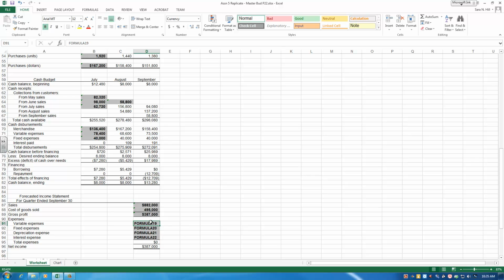Variable expenses, we were just working with those. Again, we can just sum from above. Type in my sum formula. We've got row 71. Fixed expenses, same summing formula will work, but now we're going to be looking at row 72.